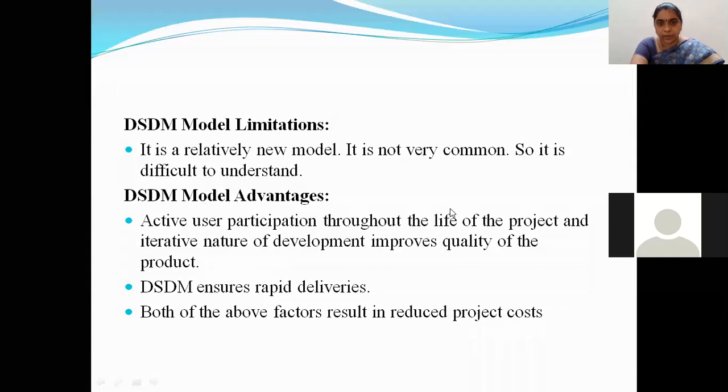Because of the user involvement in all the phases and because of its iterative nature of development, finally you'll have a good quality product, right? And DSDM ensures rapid deliveries. The product is delivered rapidly, quickly, right? Because of both these things, the project cost will be reduced. We can say these are the disadvantages. And because it is difficult to understand by normal people, as it is a completely new model, you can say that is the disadvantage. So these are the advantages and disadvantages of this model.